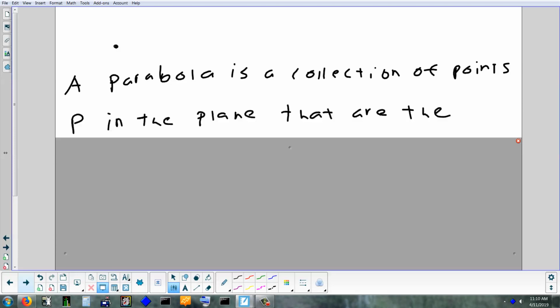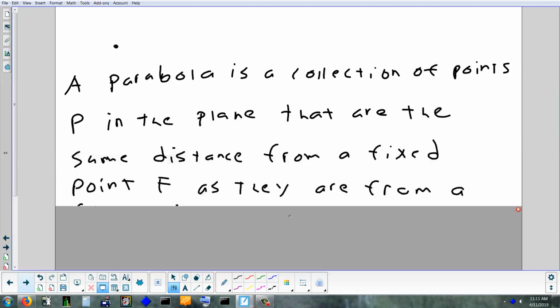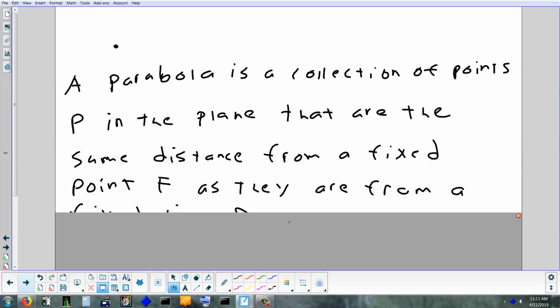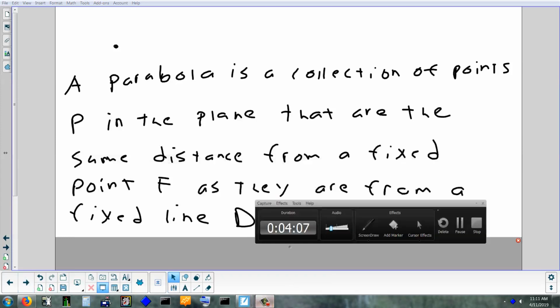Parabola is a little different. It's a collection of points, first of all, in the plane. That means it's a flat shape. It's not a 3D shape. So it's a collection of points in the plane. And every point is the same distance from 2 things. With a circle, every point is the same distance from one thing, the center of the circle. Okay, so in a parabola, every point is the same distance from a special point we're going to call F, and a special line we're going to call D. And I'm going to show you a picture of that.